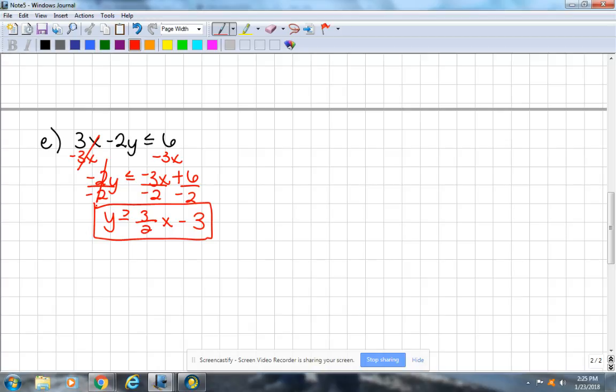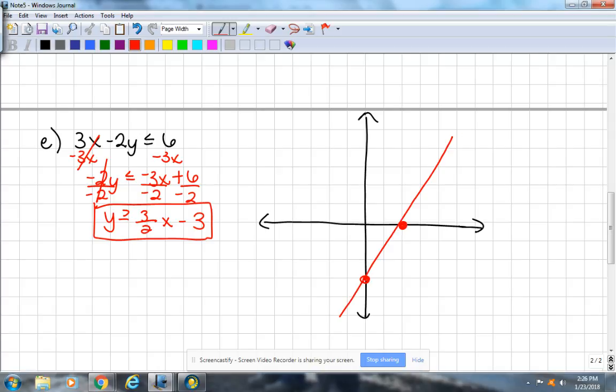Okay. So then you're ready to graph it? So what's our y-intercept? Negative 3. And our slope is 3 over 2. So up 3 to the right 2. Is this one supposed to be solid or dotted? Solid. It says or equal to, so solid.